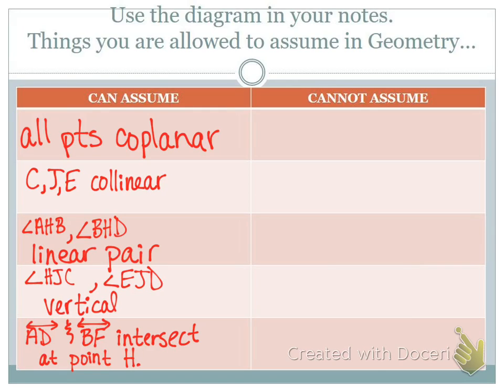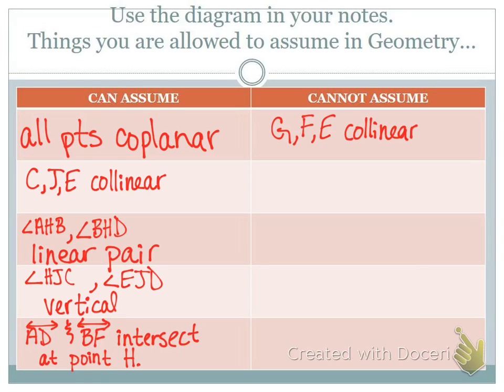Things that we cannot assume. We cannot assume that points G, F, and E are collinear. We can't assume that. Why not? There's no line between all 3 of them. You can always put a line between 2 points. You cannot assume that there's a straight line through 3 points unless they put it there.